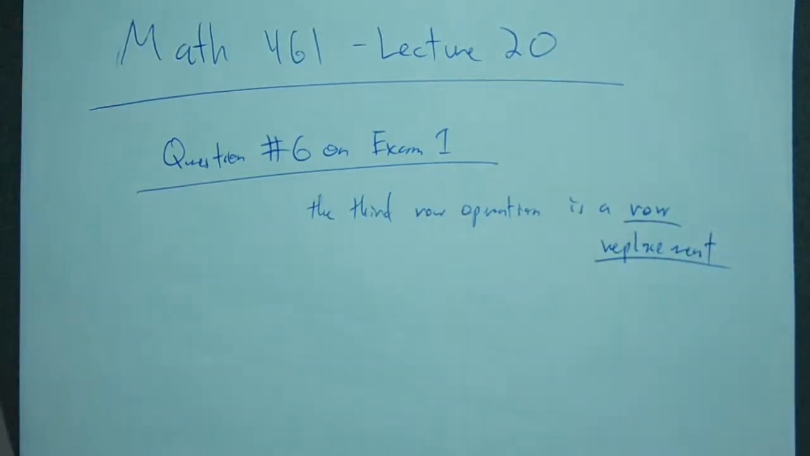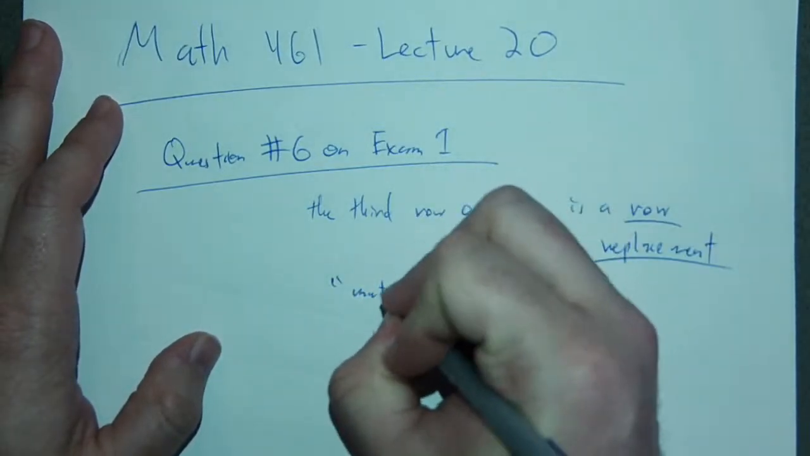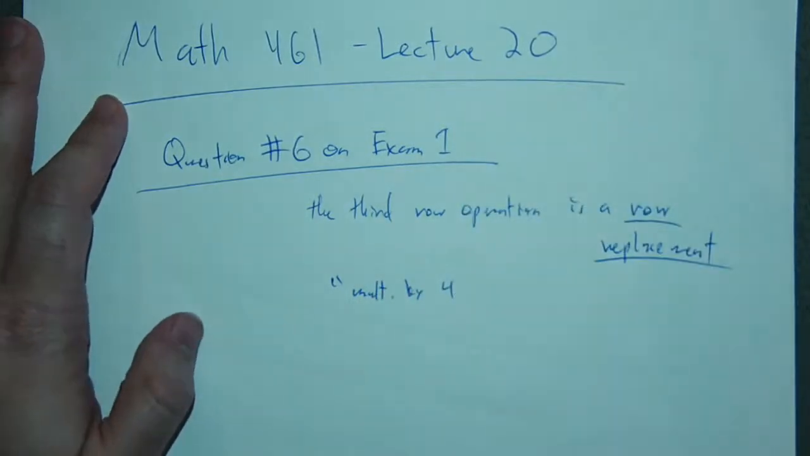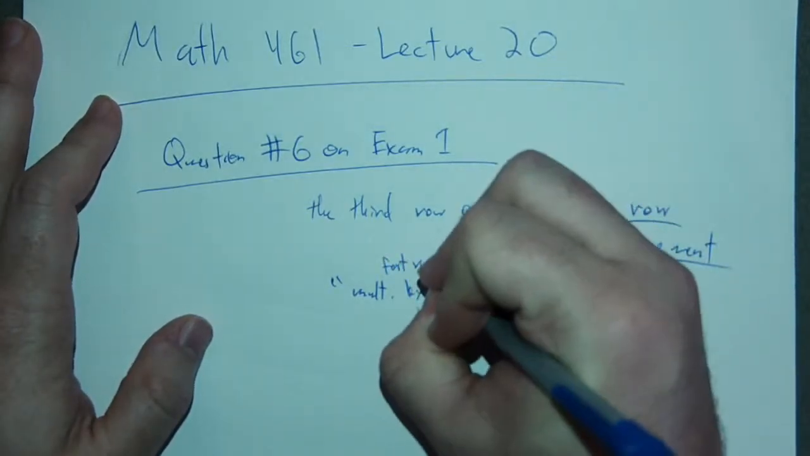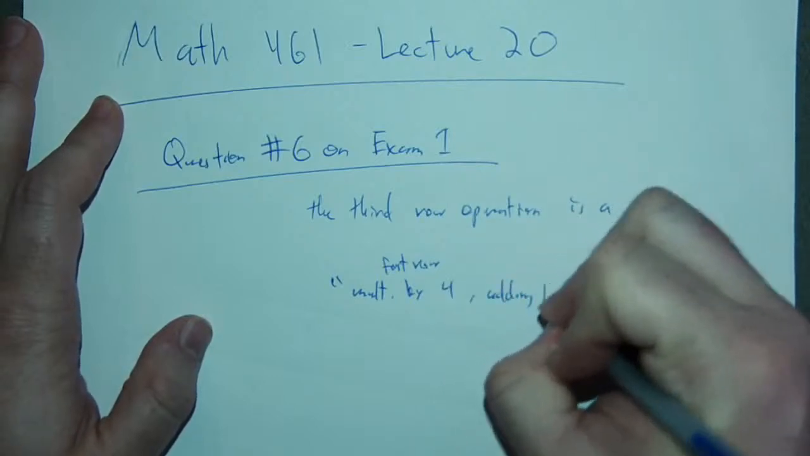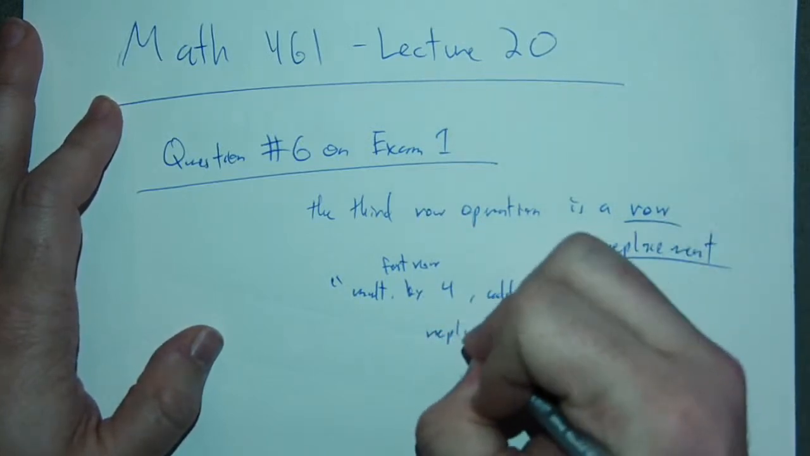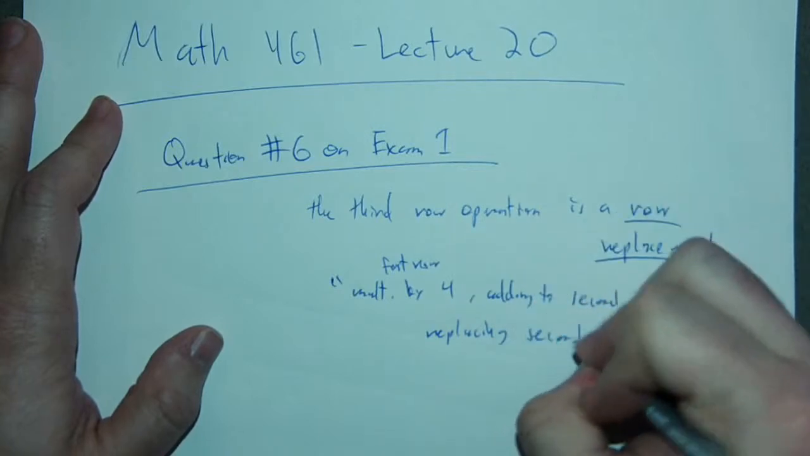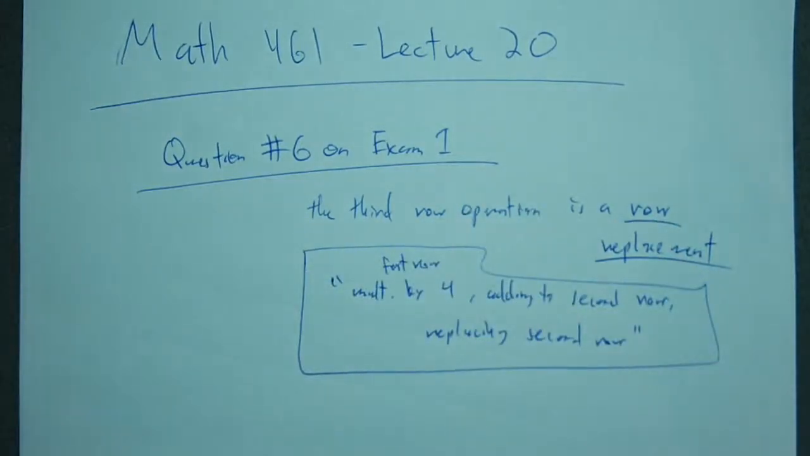Multiplying the first row by 4, adding it to the second row, replacing the second row with the result, that is all one thing. So the third row operation is row replacement, and it's all one step. Yeah, now you see the problem with explaining row replacement in words.